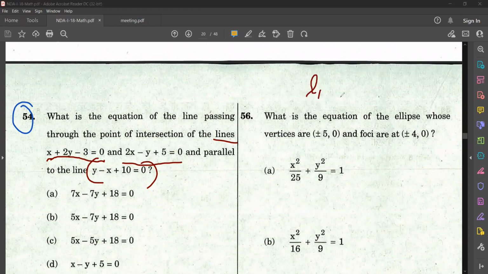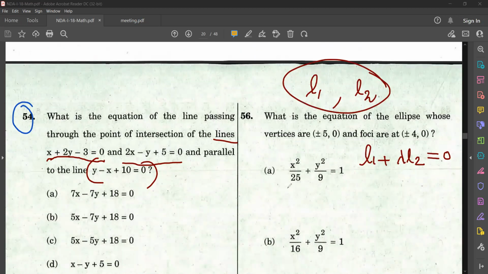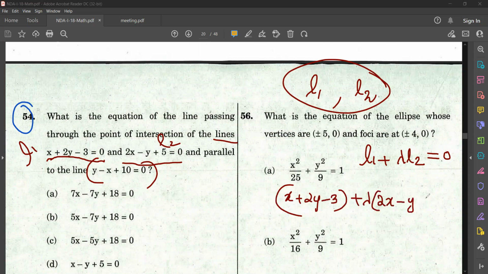If we have a line L1 and another line L2, to find the line passing through the intersection of these two lines, what is the equation? L1 plus lambda L2, isn't it? So you take L1 plus lambda L2 equal to 0. That is the equation for a line passing through the intersection of any two other lines. So L1 here is this one, L2 is this one. So substitute here: x plus 2y minus 3 plus lambda into 2x minus y plus 5 equal to 0.